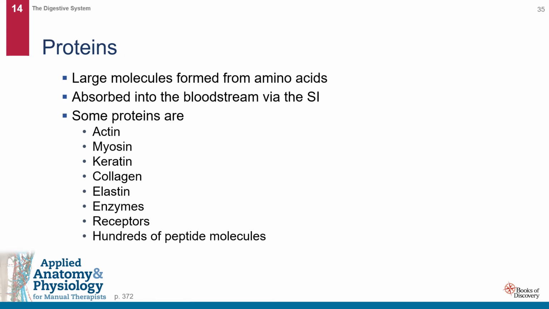The next nutrient we will take a look at is proteins. Proteins are large molecules that are formed from amino acids. They are absorbed into the bloodstream by way of the small intestine. Some examples of proteins are actin, myosin, keratin, collagen, elastin, enzymes, receptors, and hundreds of peptide molecules.